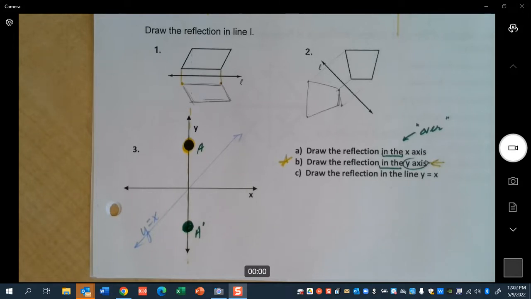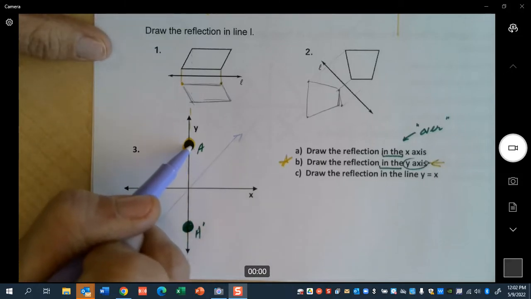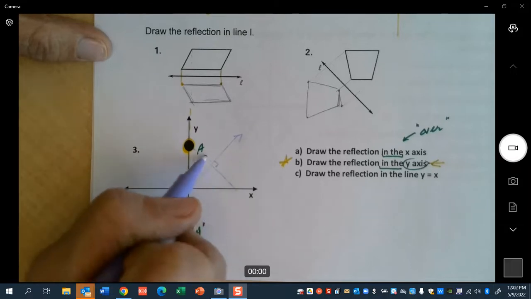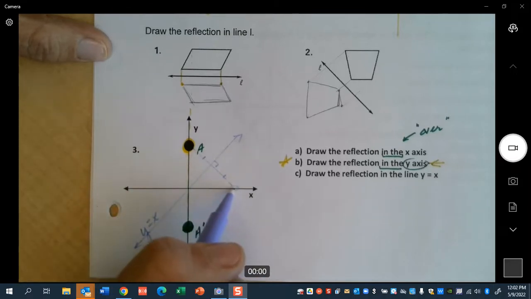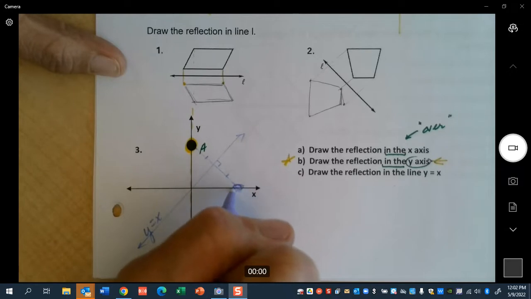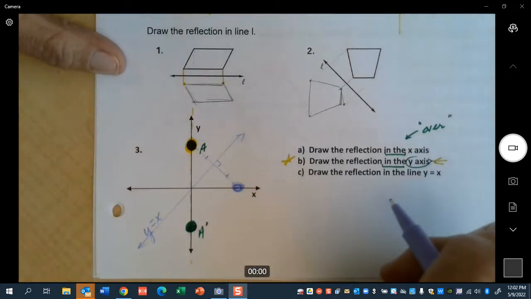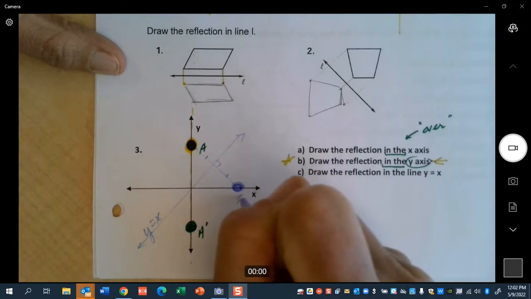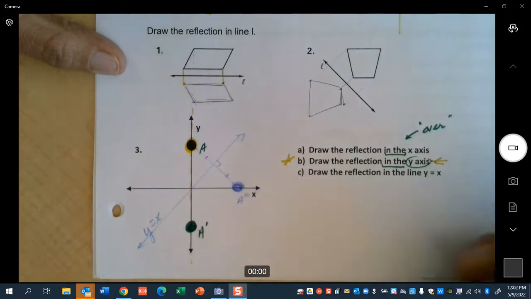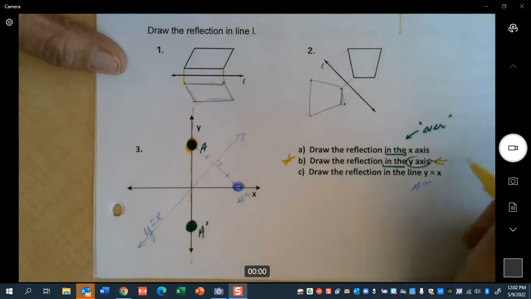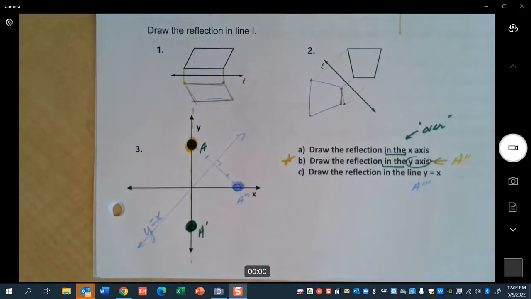So when we talk about this guy's reflection, this point, if I draw a perpendicular line that's bisected, its reflection, we'll call this A triple prime. This one was A double prime, where it was itself.